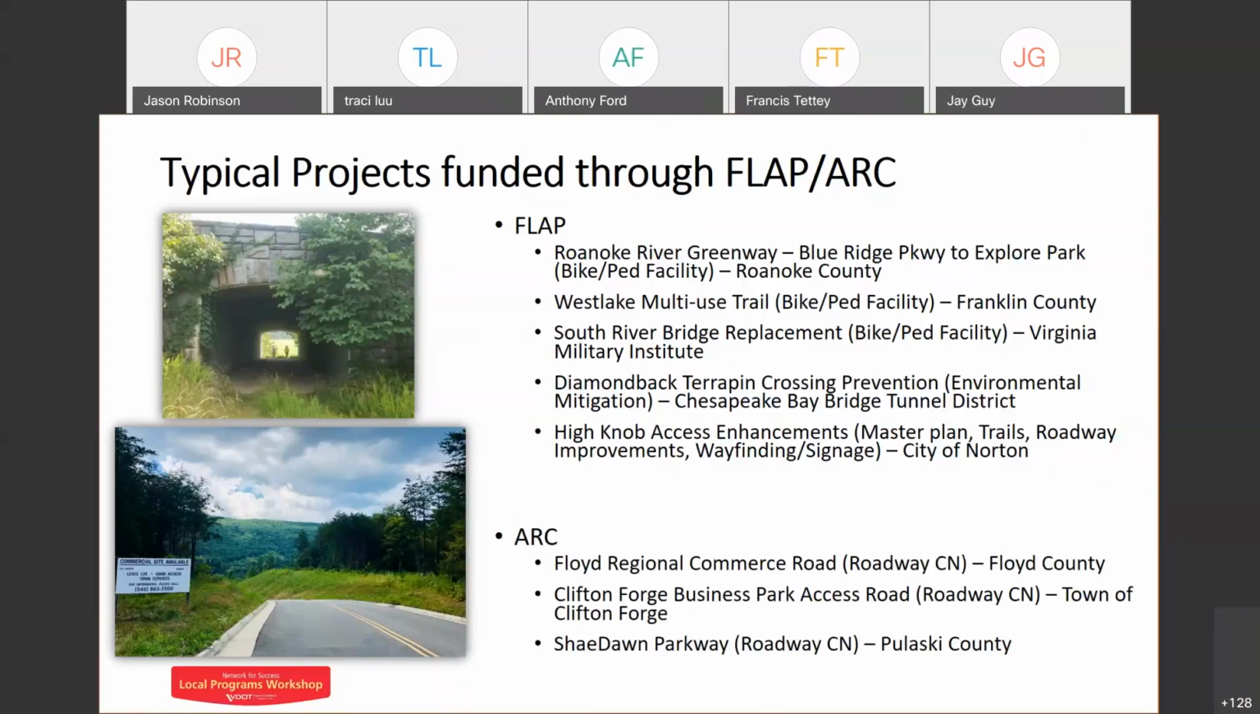Jay, you want to go to the next slide? So if you guys are thinking about the funding menu, we're still on the federal side of that menu for right now. Jay, you want to go ahead?